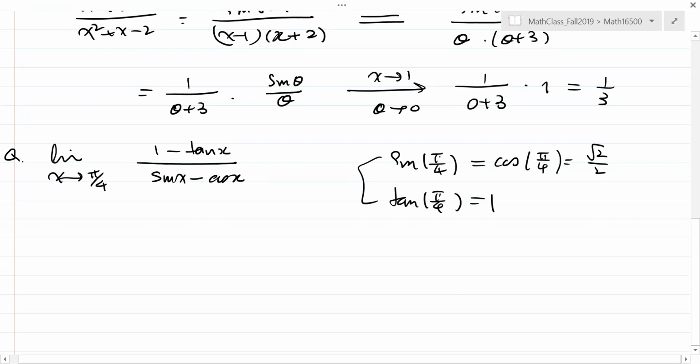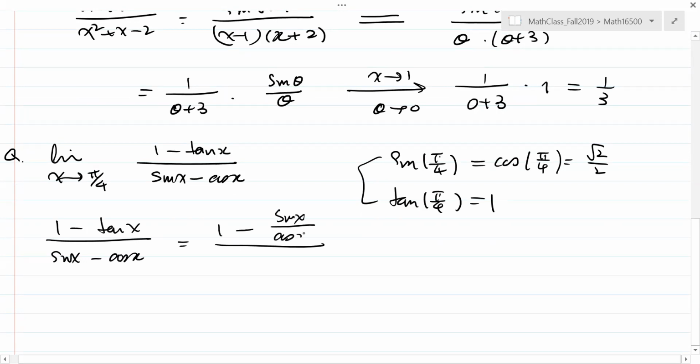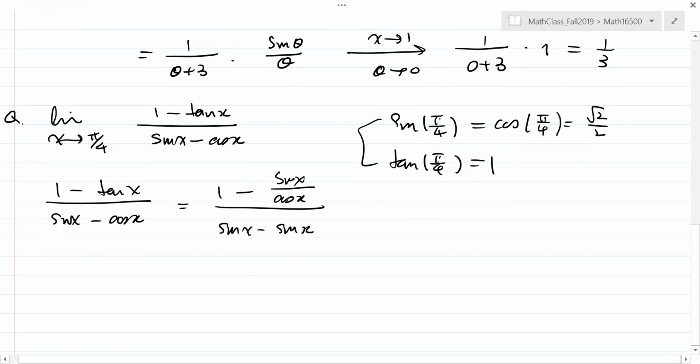If you don't like... I'm familiar with cosine x, sine x. So what I'm going to do is change tangent x to sine x over cosine x, right? So I'm simplifying this first.